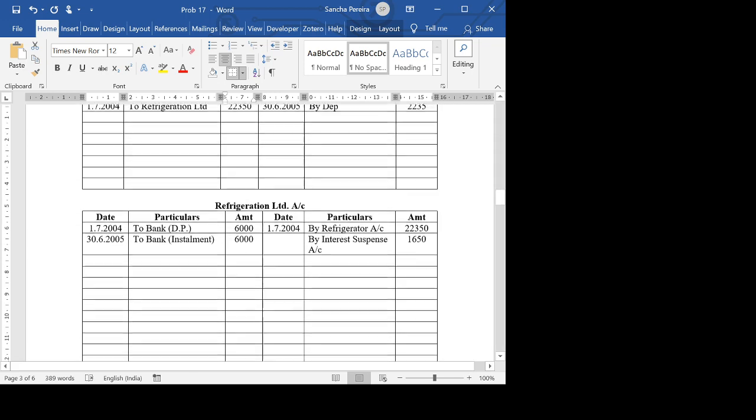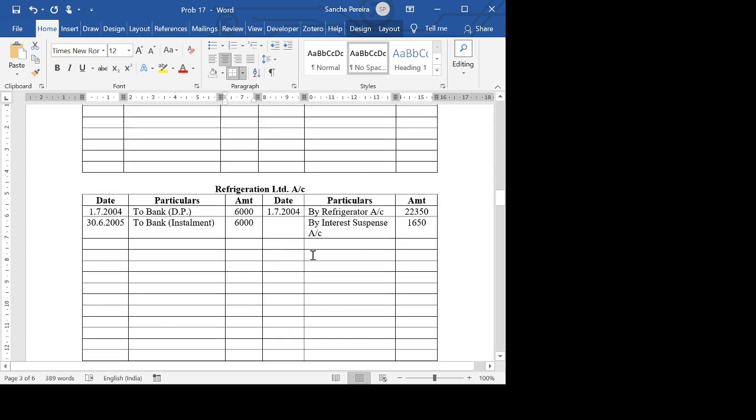Okay. Similarly, close this. This is how we normally close. So here you'll have a total of 22,350 plus 1650, which comes to 24,000.